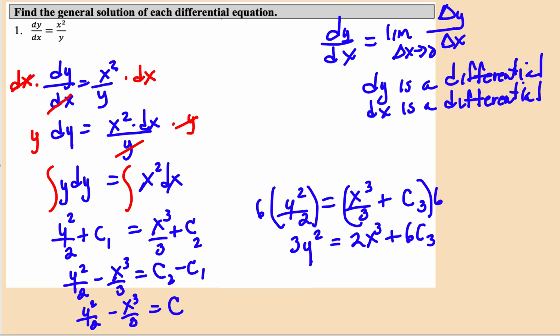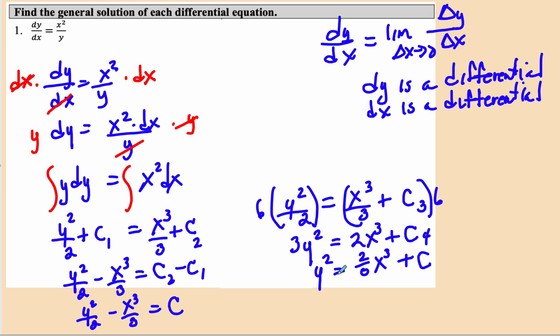I guess I could erase it and call it c sub 4 because it's still a constant. And this will be c sub 4. Okay, now I'd like to divide everything through by 3, so this will be y squared equals 2/3 x cubed plus, and dividing by 3 will create another constant, and I'll just call it c and not c sub 5, because really all of these are just constants.